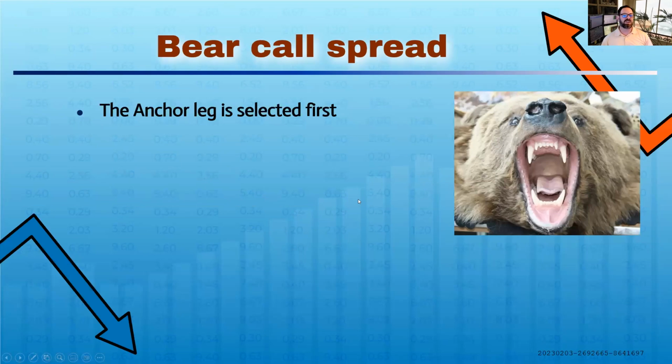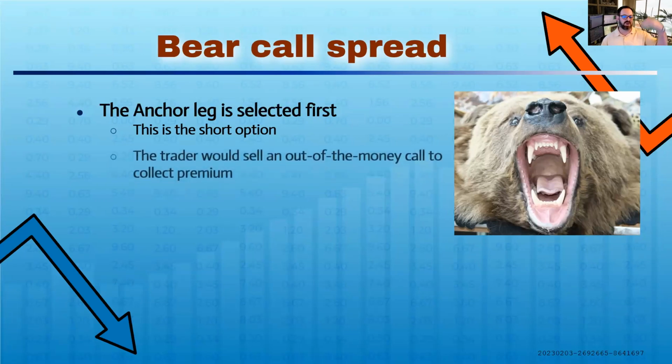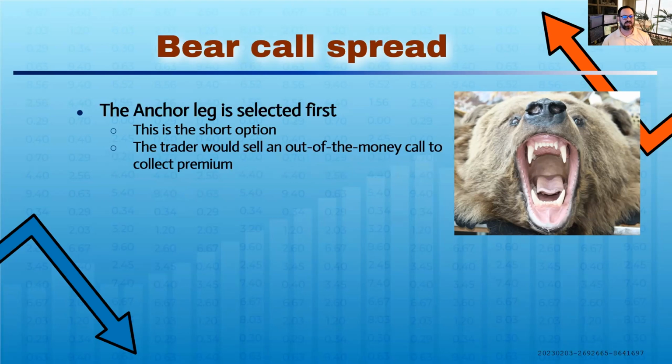Now, if you're bearish, there is what is called a bear call spread. Now we're going to be using call options, and the anticipation is that the prices will go down rather than up. So in this case, the anchor leg is selected first. That's the one that makes the money. It's going to be a short option. So the call is going to be sold to collect premium. And it should be sold above a resistance level, basically, right?